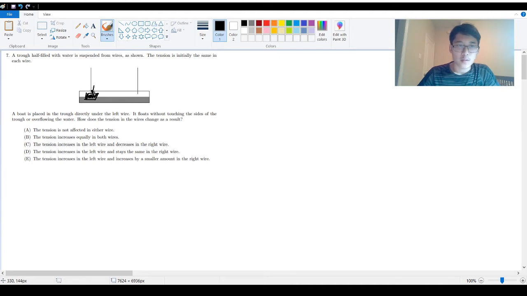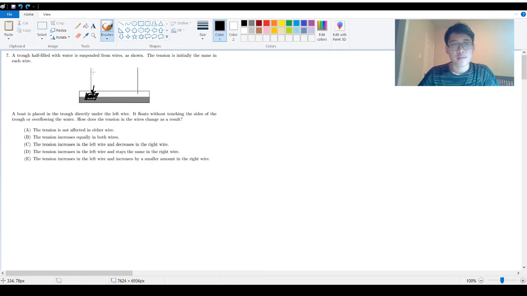Now, our first instinct is to think, well, since it's right underneath this wire, shouldn't the tension in this wire increase more than the tension in this wire? And the actual correct answer, however, is that you have to consider the pressures.